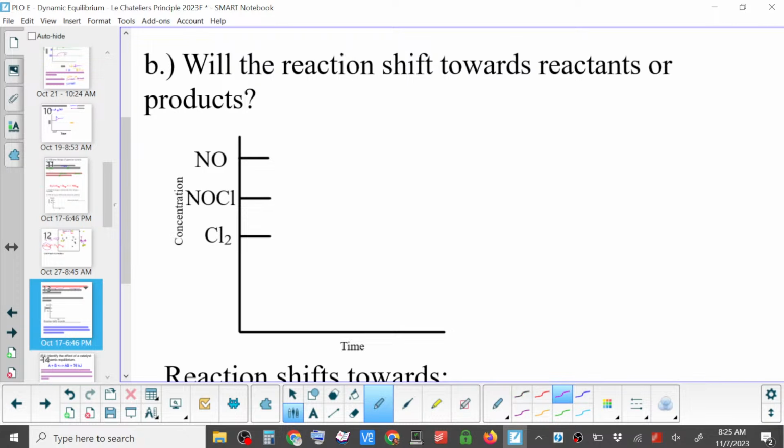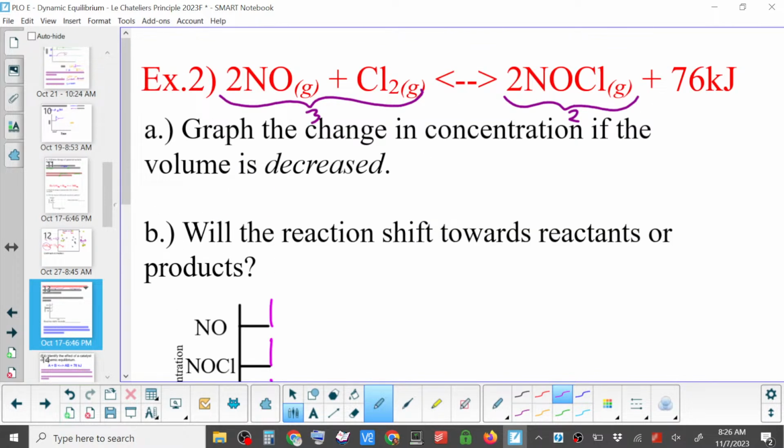What happens to concentration of all of them if you increase the pressure by decreasing the volume? Concentration increases. Yeah, so they should all spike up. Since the volume change is going to be the same for all of them, it should be proportional. They should be the same. And now they're going to react. So the concentration has increased for all of them.